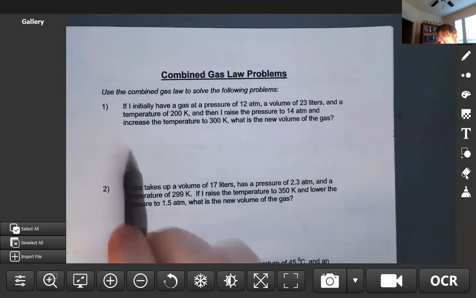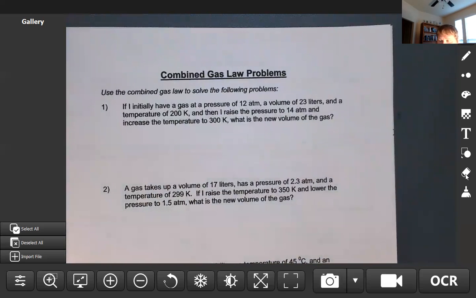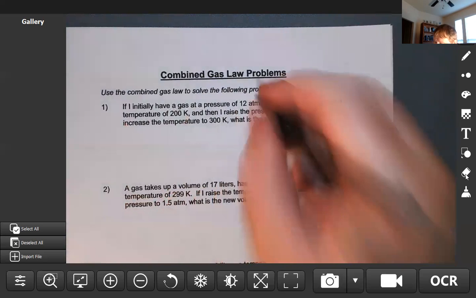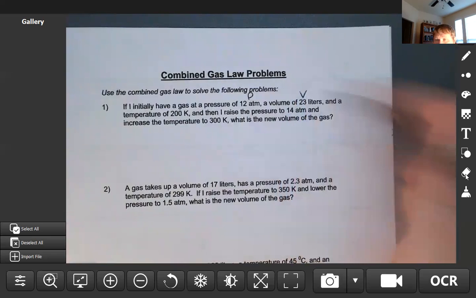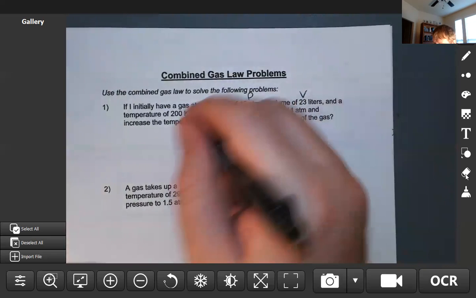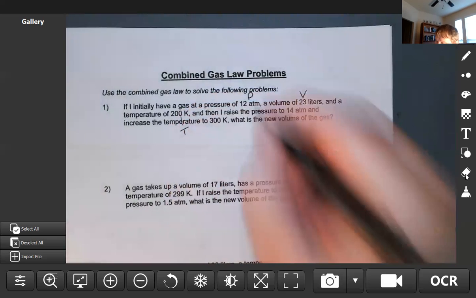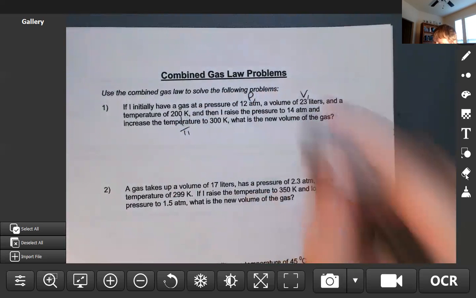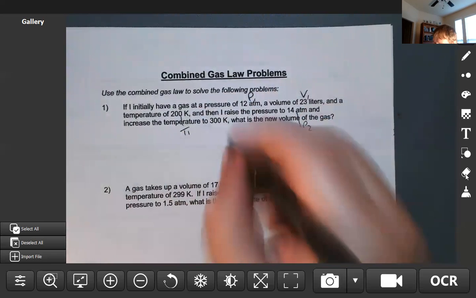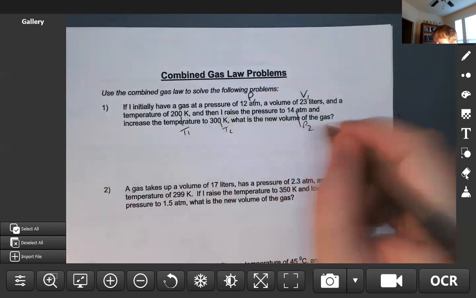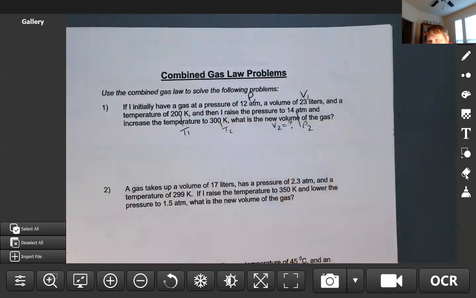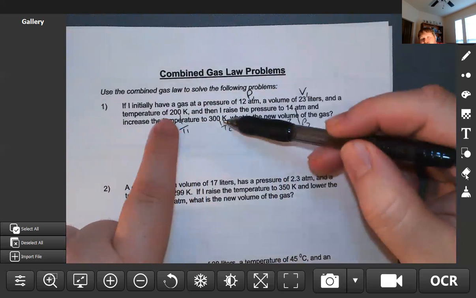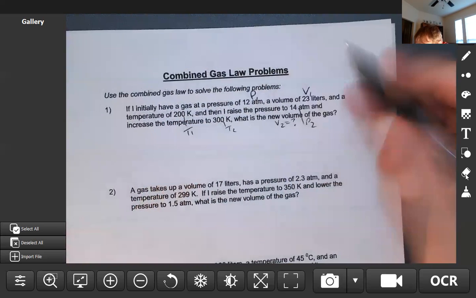So let's do a few combined gas law problems for thoroughness here. If I initially have a gas at a pressure of 12 atmospheres, so this is my P, a volume of 23 liters, there's my V, and a temperature, there's my T, and they go together. So this is P1, V1, T1. And then I raise the pressure, that's my P2, and increase the temperature. What is the new volume? So I'm looking for V2. Before I jump in, I do recognize my temperatures are in Kelvin. I'm good to go, no conversions necessary.